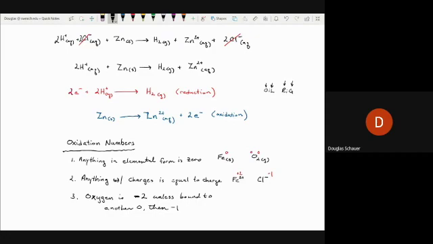So if we look at potassium oxide, okay, clearly the oxygen has a -2 charge on it in order to balance out the potassiums. Okay, but if we were looking at something like hydrogen peroxide, okay, each one of those oxygens would be -1.